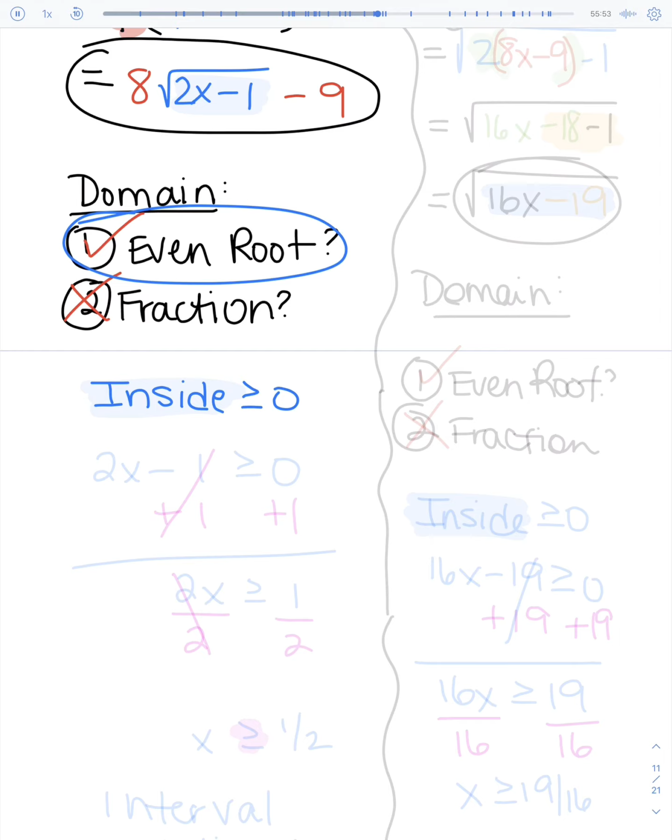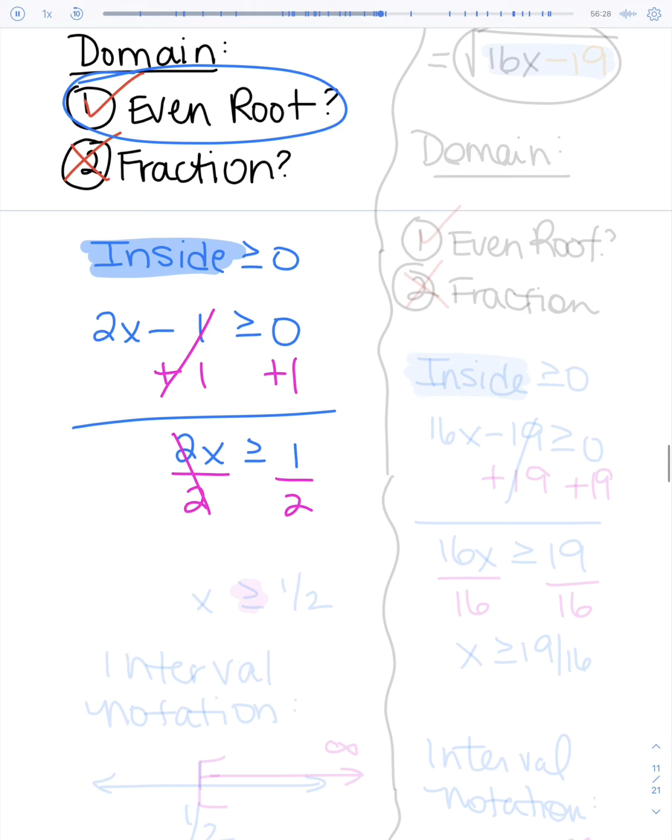Well, what's inside of this root is 2x minus 1. So let's make sure that the 2x minus 1 does end up being greater than or equal to 0. So we'll solve this like a normal inequality by adding 1 to both sides. And that will give us 2x is greater than or equal to 1. Then we'll divide both sides by 2. And that will give us x is greater than or equal to 1/2.